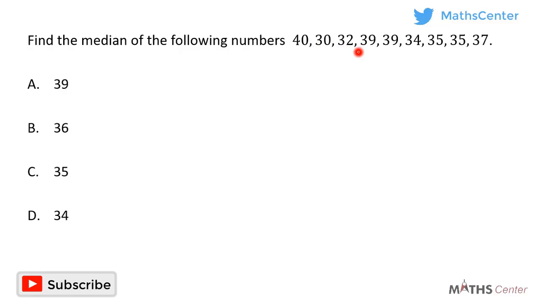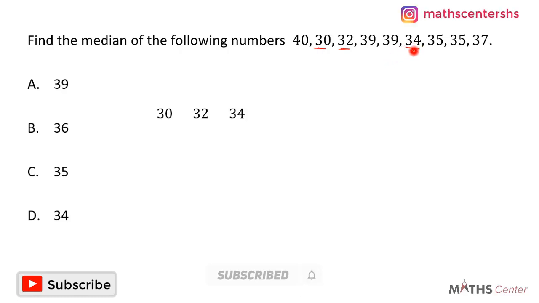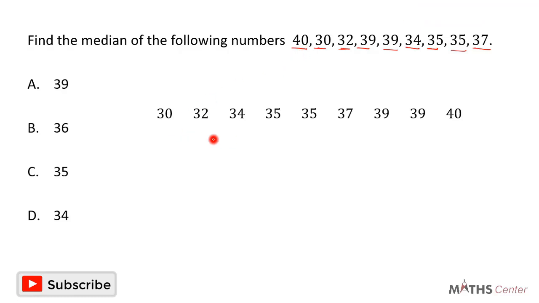When we look through the numbers given to us, we can see that the smallest number is 30. The one after that is 32. The one after 32 is 34. The next one is 35. We have another 35. The next one after 35 is 37. The one after that is 39. We have another 39. And the last one, which is the biggest one, is 40. So we now have the numbers in ascending order.